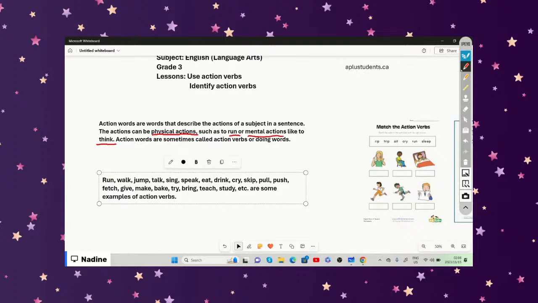And action verbs are sometimes called doing verbs or doing words. So, that's basically just saying that a verb is a doing word.